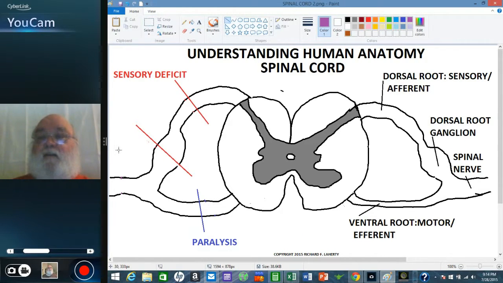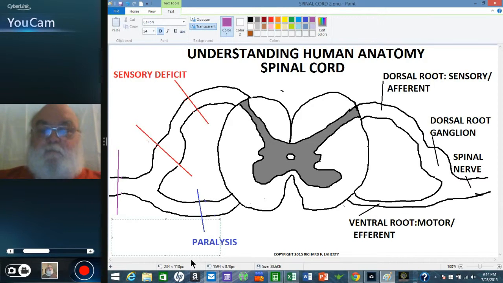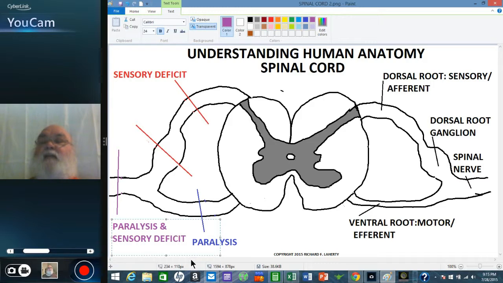If, on the other hand, the spinal nerve is damaged, then we would have both paralysis and sensory deficit. On that side of the body, in the segment supplied by that spinal nerve.